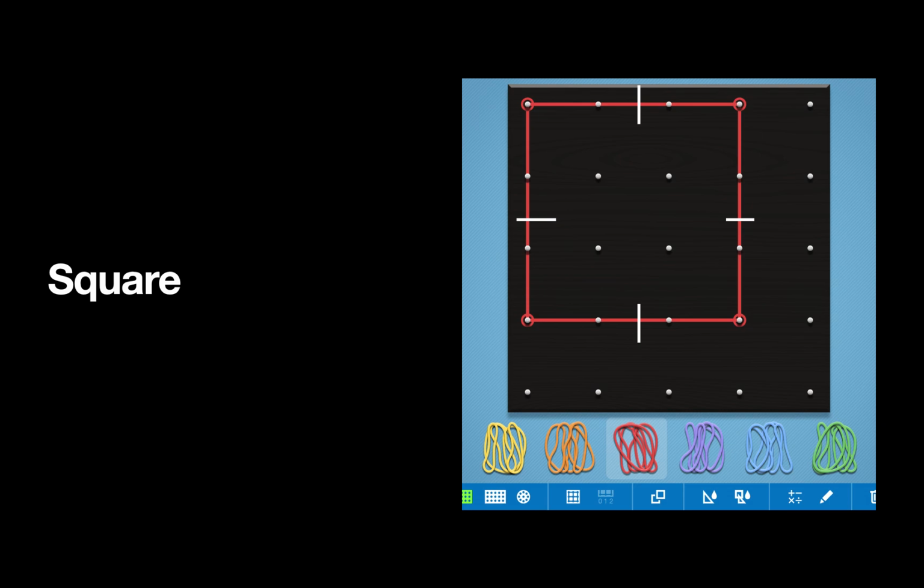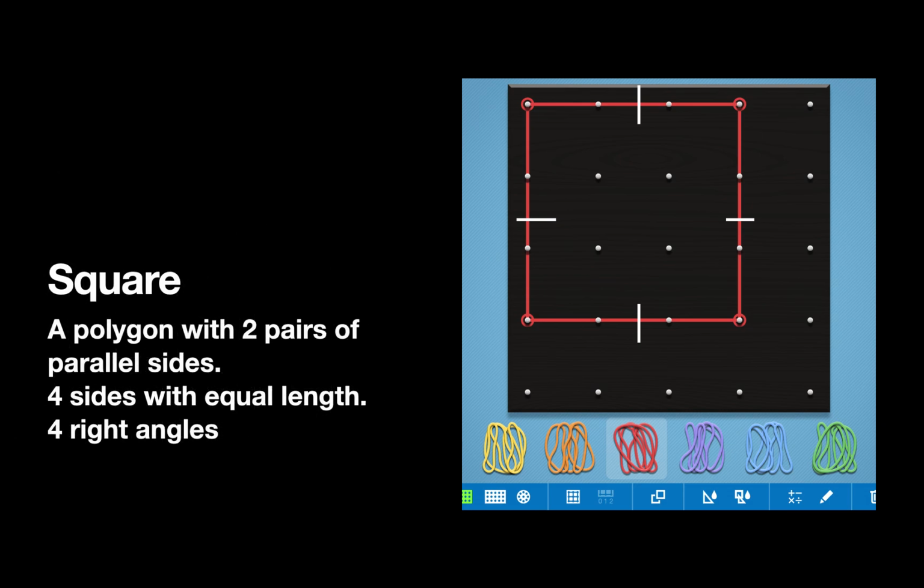This polygon is a square because it has two pairs of parallel sides, four sides that have an equal length or the same length, and four right angles or square corners.